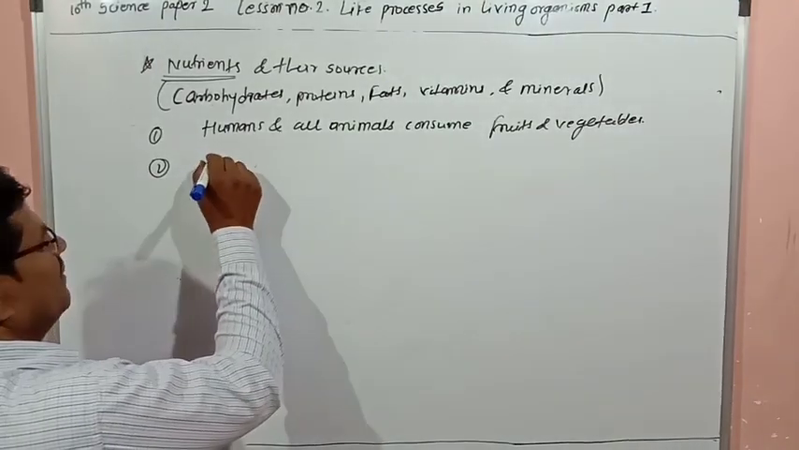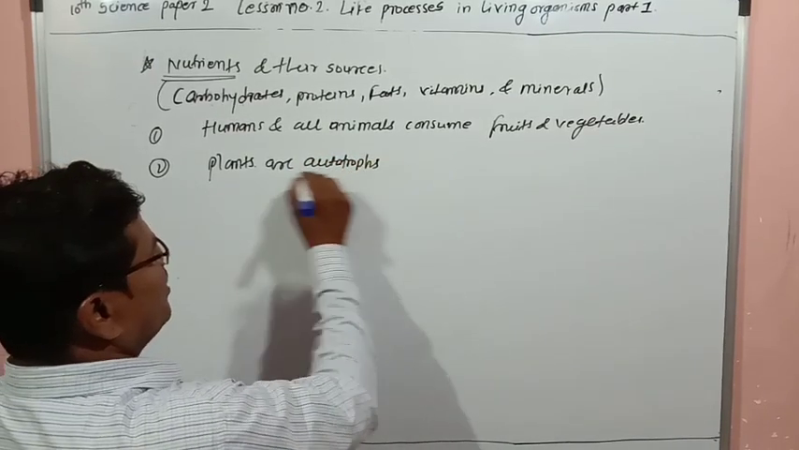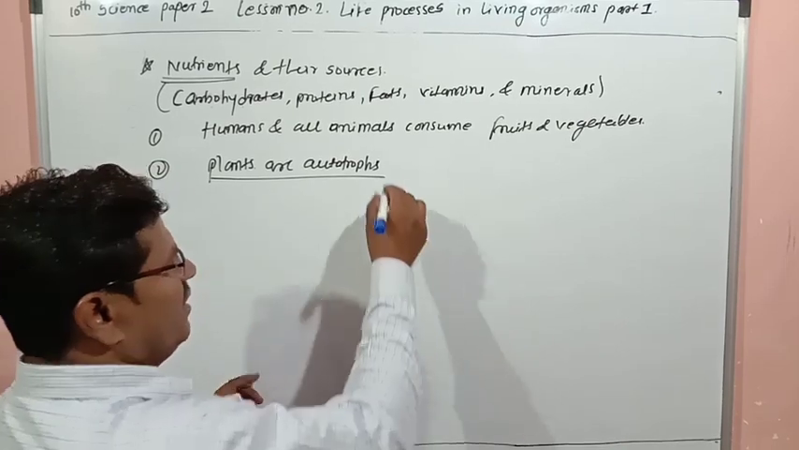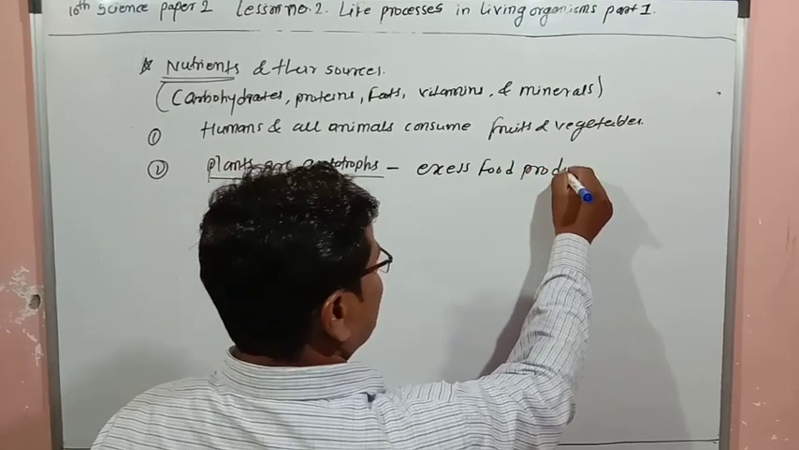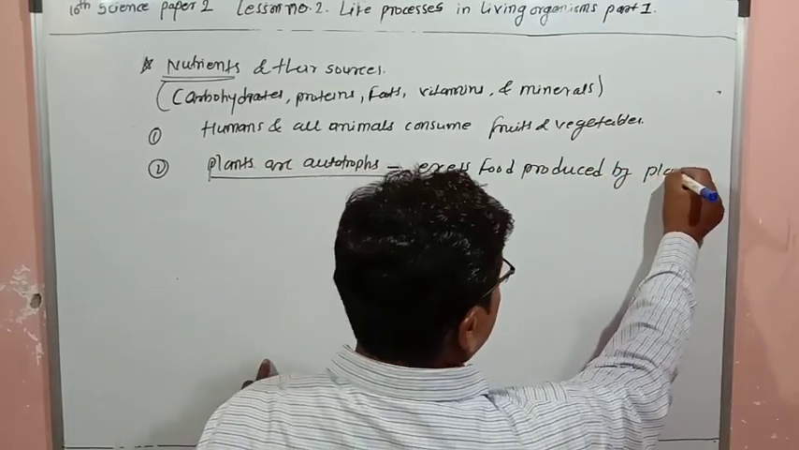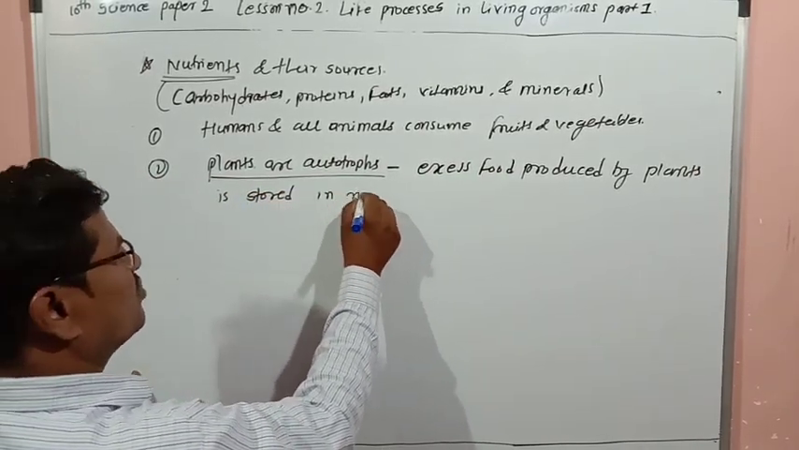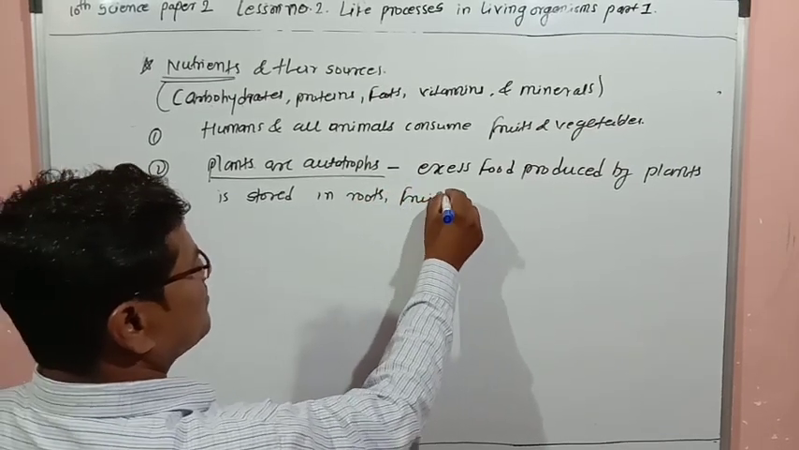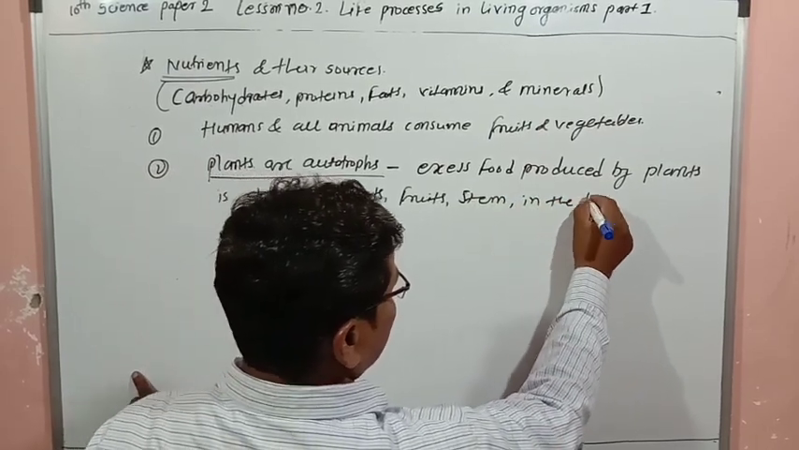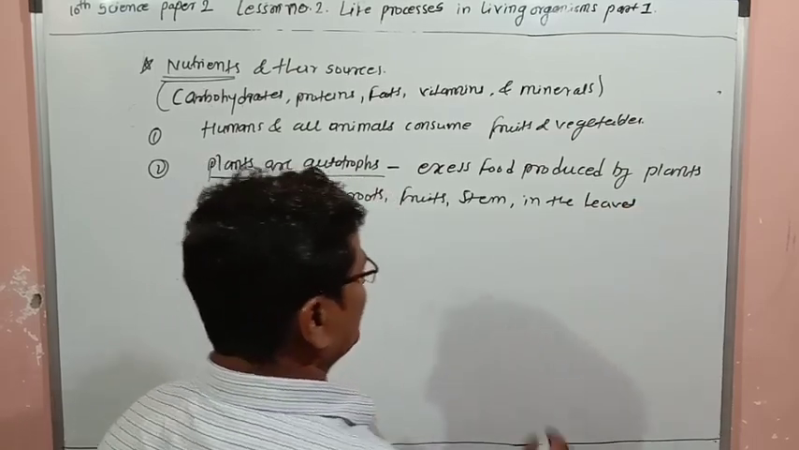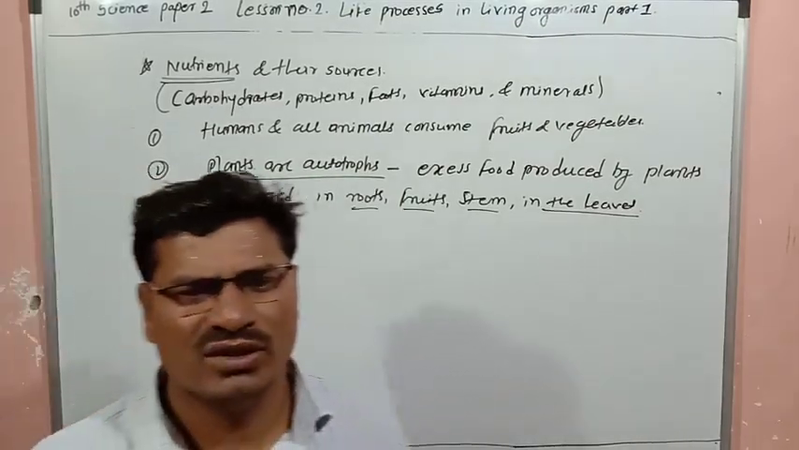So what you can say is, plants are autotrophs. Why are they autotrophs? Because they can produce their own food, and the excess food produced by plants is stored in roots, in fruits, in the stem, and in the leaves.